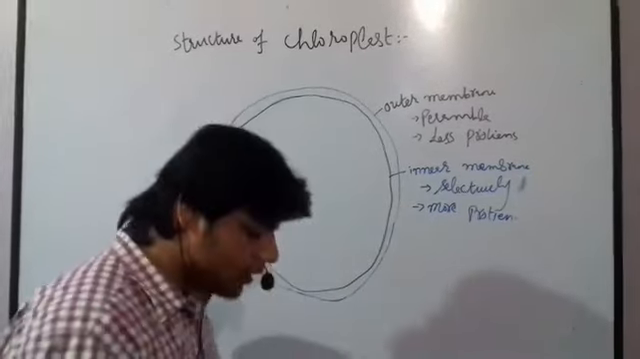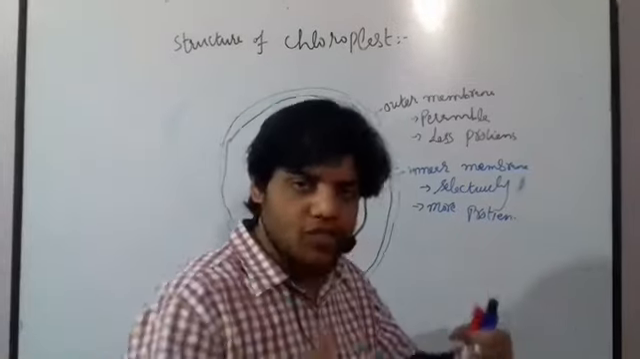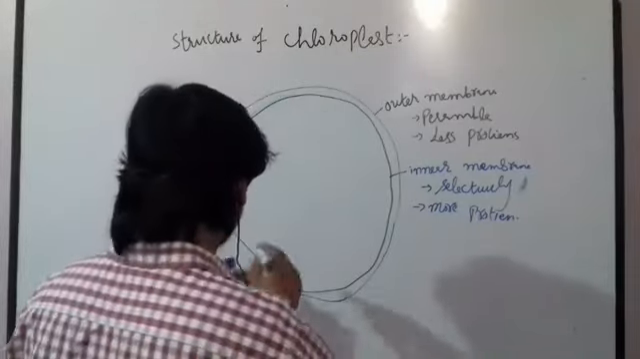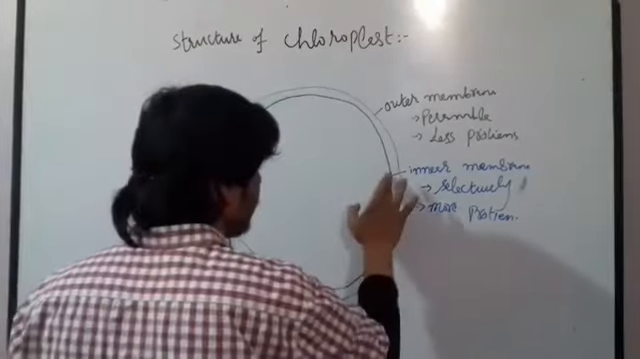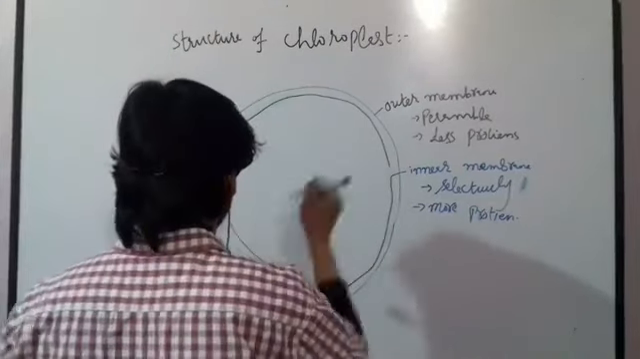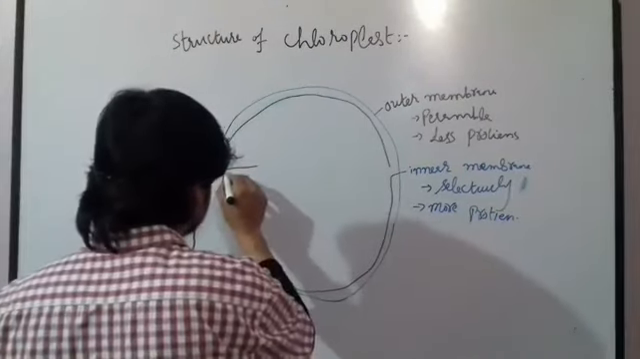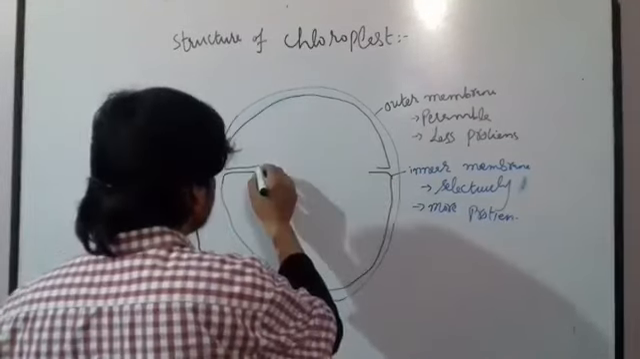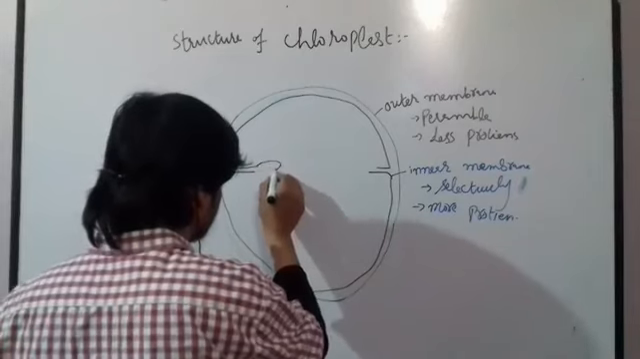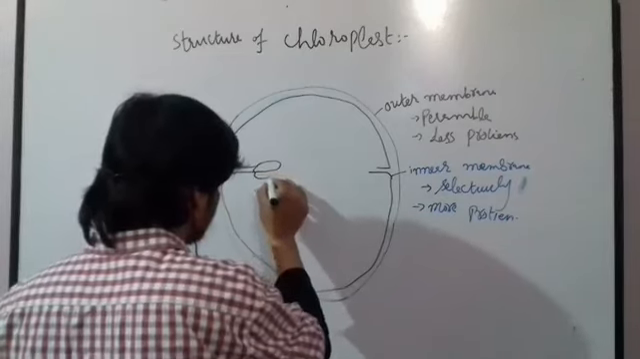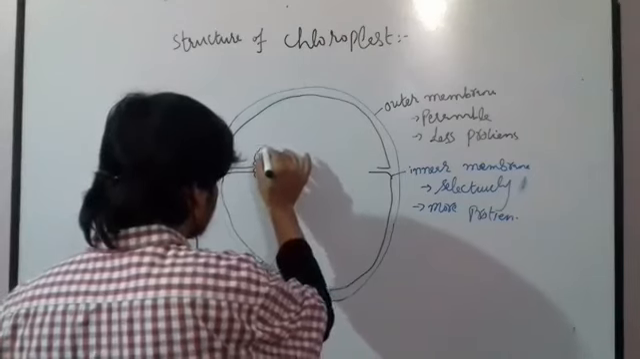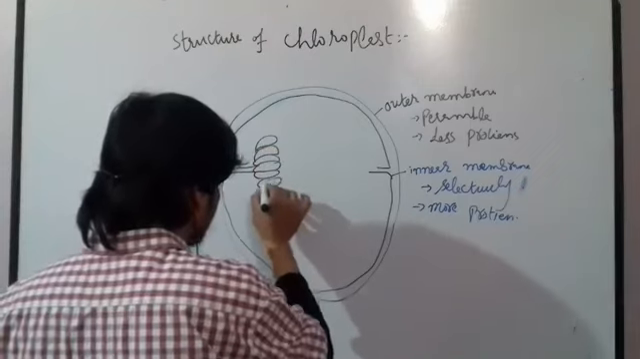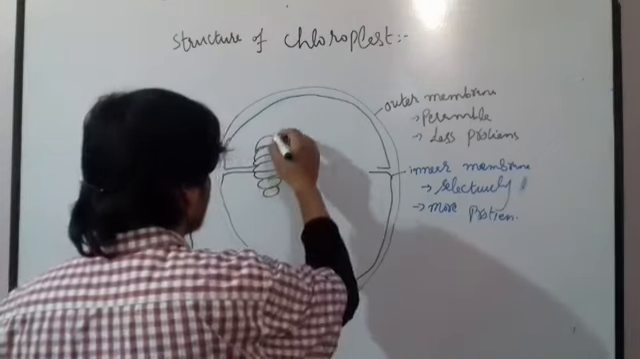Second, the inner membranes invaginate and make another structure which we call thylakoid. How will it look? It will look in this form, so let me draw. This inner membrane is a little bit invaginated, so it contains a stack-like structure. This stack-like structure is present one above the other, and we call that thylakoid.